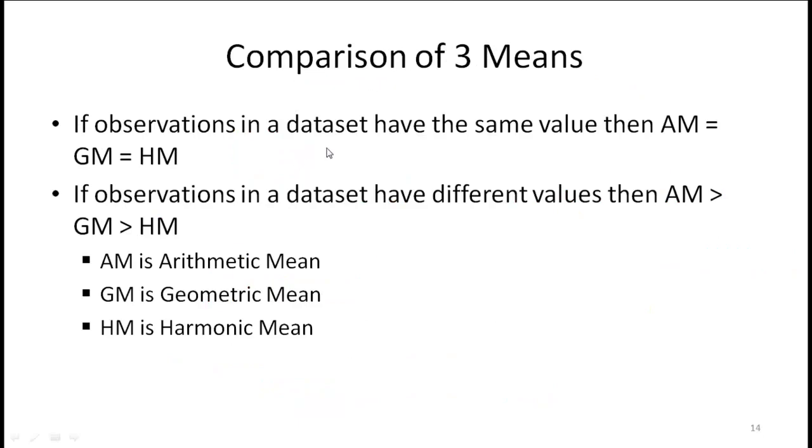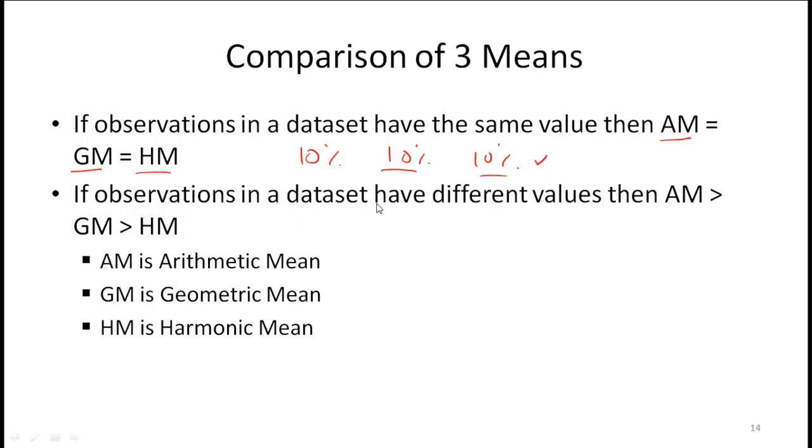So let's compare the three means that we've talked about. If observations in a data set have the same value, then arithmetic mean, geometric mean, and harmonic mean will all be the same. And you can just prove this to yourself. If you have 3 observations which are all 10%, the arithmetic mean is obviously 10%. Calculate the geometric mean, that will be 10%. Calculate the harmonic mean, and that will also be 10%.